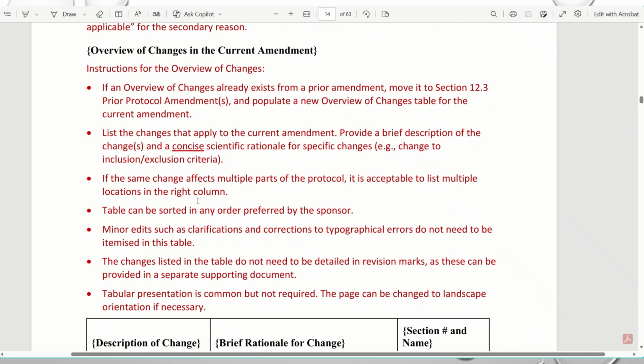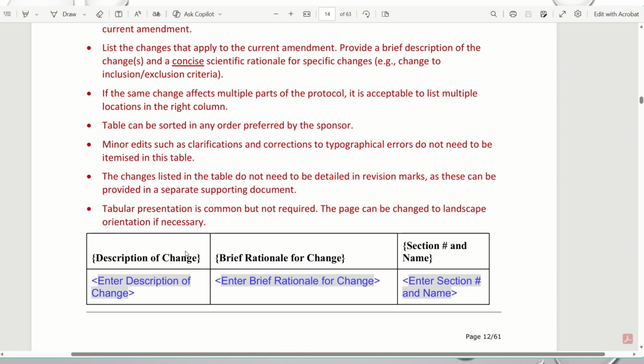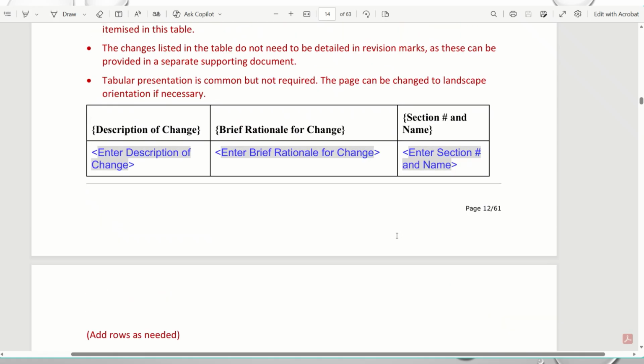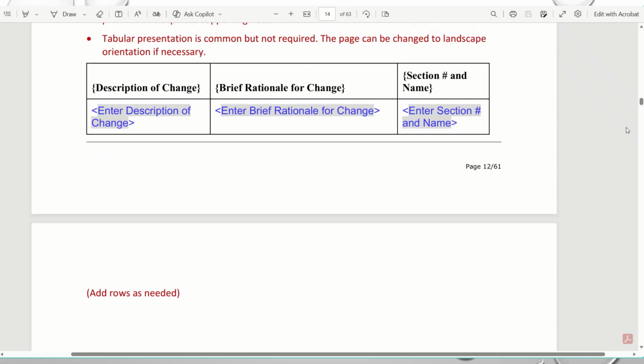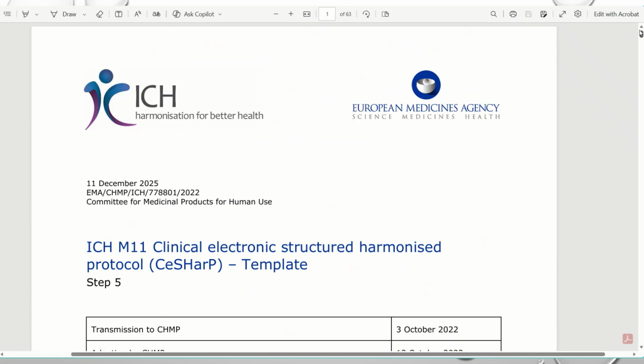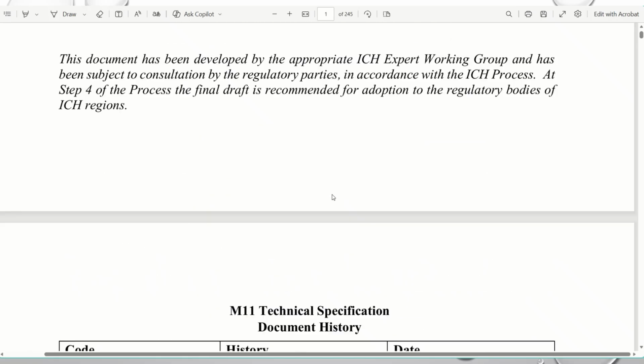For example, if you're making typographical errors, you don't need to include that in this amendment. So you have, for example, a description of the change, a rationale for the change, and the sections affected by the change. Yeah, so that's your title part of your protocol, and that part of your protocol is structured as, oh, I don't think I actually showed you.